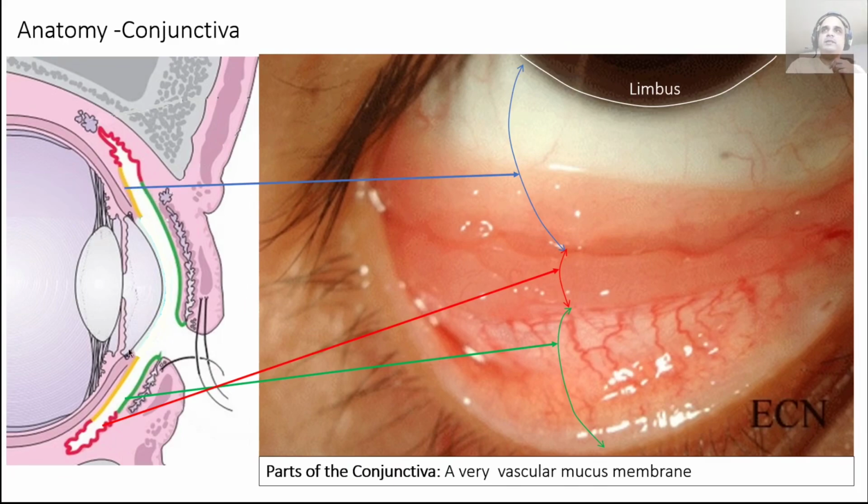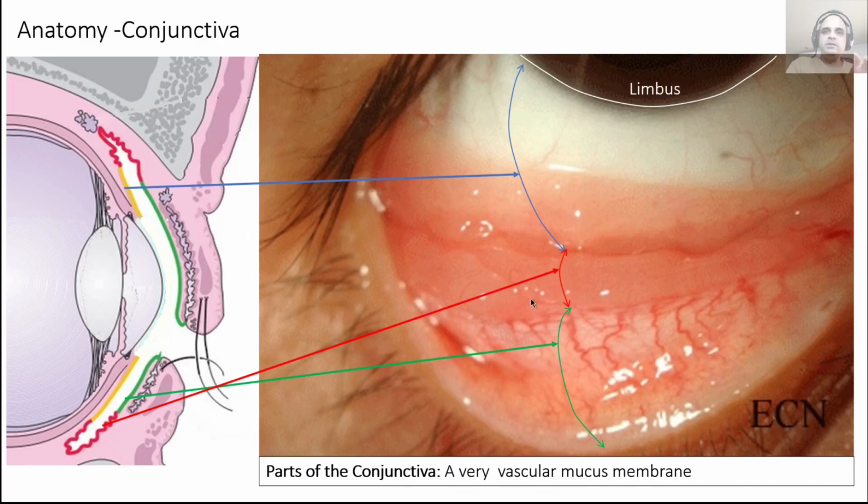And it is shown by this yellow color on this diagram, and it is pointed out here by this blue arrow on the picture. The second division is called the conjunctival fornix, which is a little fold of conjunctiva that is pocketed in this little space between the eyeball and the orbit, and it is shown in red in this diagram, and in this picture it is shown by this red arrow right here. The third division is the palpebral conjunctiva, which is the part of the conjunctiva that lines the posterior surface of the eyelid, and it's shown in green in this diagram as well as in this picture.